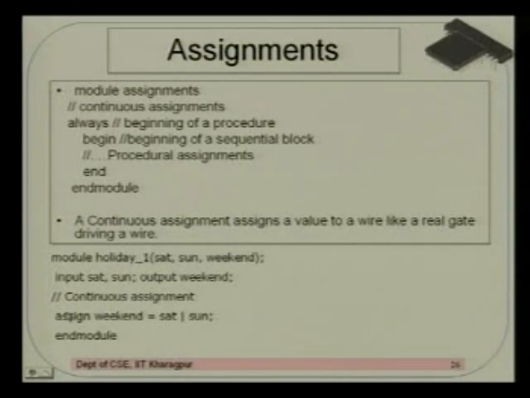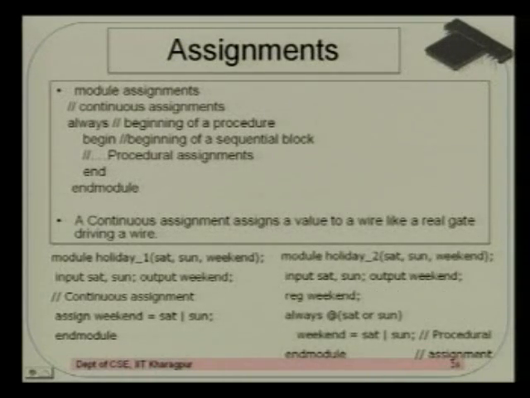I hope you understand this, because it means that the variables Saturday and Sunday are continuously driving the value of the weekend. Okay, but if I would have liked to write this as a procedural assignment, then how would I have written that? Using always blocks, right? And this is an example of how you write. So you say always at Saturday or Sunday, weekend is equal to Saturday or Sunday.